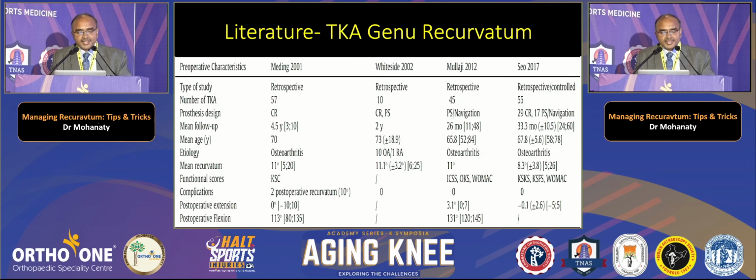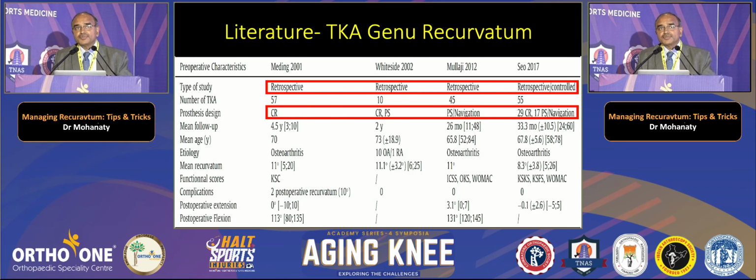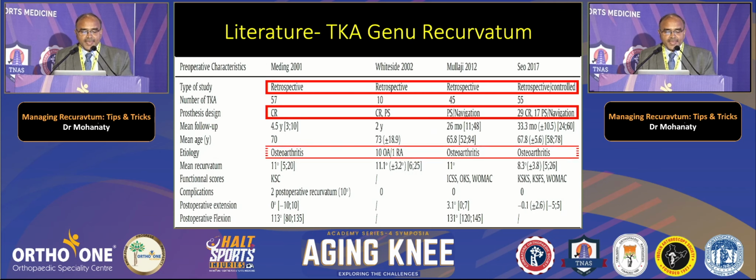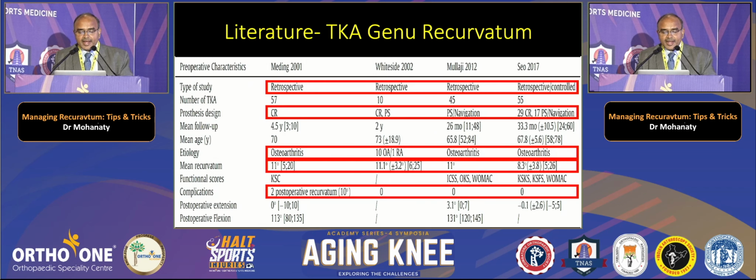What the literature says: there is scarcity of literature about genu recurvatum correction. These are all retrospective studies, which show that some surgeons used CR, some used PS knees, and they are all osteoarthritis and rheumatoid patients, and the amount of genu recurvatum was around 8 to 11 degrees, and there was almost no incidence of recurrence. Only 2 cases had a little recurrence of recurvatum.